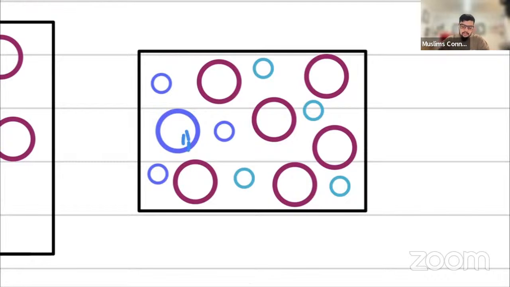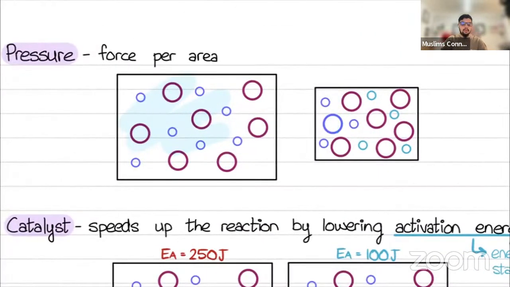Either way, I hope you can see that when we increase the pressure, it increases the chances of collisions, which increases the chance of effective collisions. I hope you understand. If you don't understand that concept of collisions increasing the chance of effective collisions, then let me know. And therefore we increase the rate of reaction. Let's look at the catalyst.